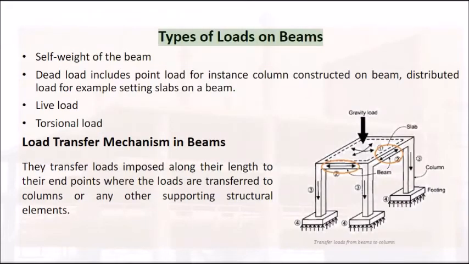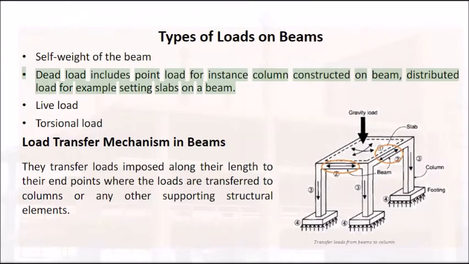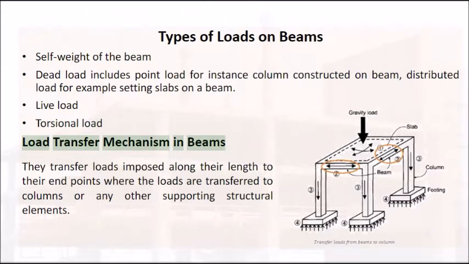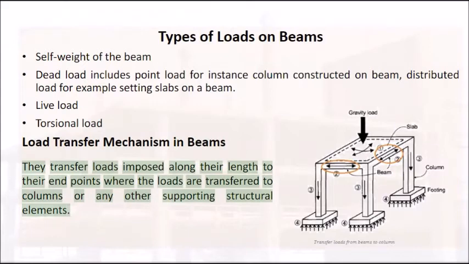Types of loads on beams. Self-weight of the beam. Dead load includes point load, for instance a column constructed on a beam, and distributed load, for example setting slabs on a beam. Live load. Torsional load. Load transfer mechanism in beams. They transfer loads imposed along their length to their endpoints, where the loads are transferred to columns or any other supporting structural elements.